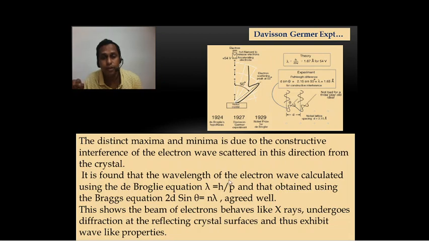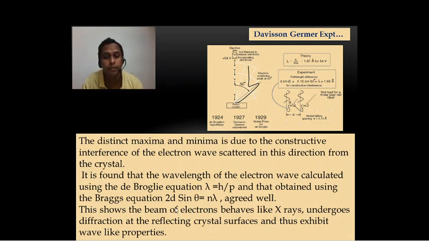For the de Broglie wavelength, suppose an electron is accelerated by a potential of V volts, then its wavelength can be calculated using lambda equals h by the square root of 2meV. For other voltages, 50 volts or 60 volts, there is some lambda. For 54 volts there is a lambda, and that lambda matches with the equation 2d sin theta equals n lambda.